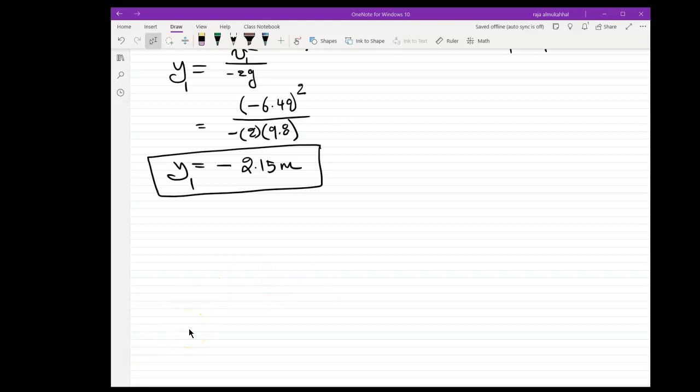I think I'm going to stop here. That's the end of the lecture. Next lecture is going to be on vectors, which is the mathematics topic, and kinematics in 2 dimensions, projectile motion.